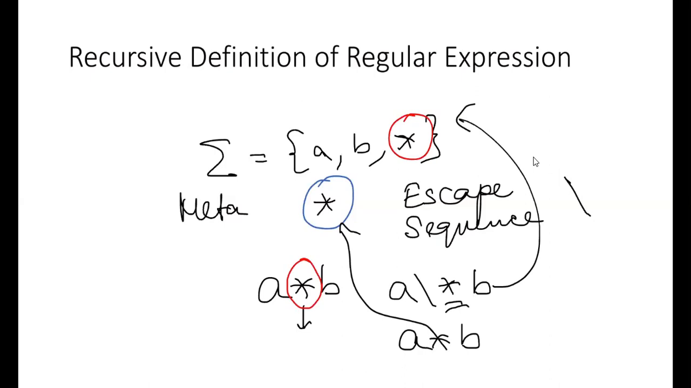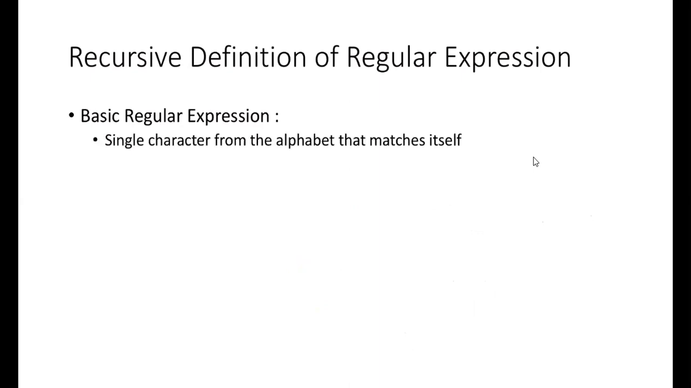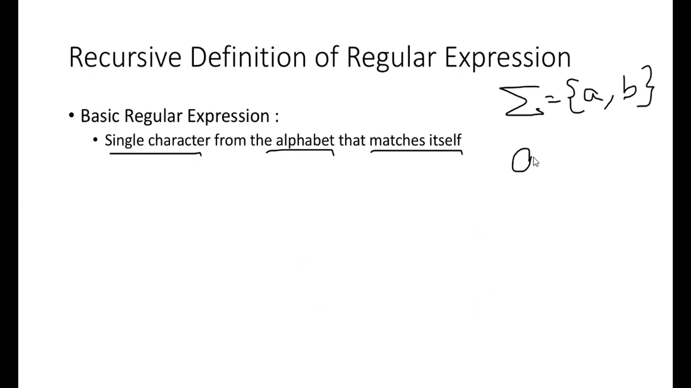Now let us look at the recursive definition of the regular expression. First, we start with a basic definition. The basic definition says that a single character from the alphabet that matches itself is a regular expression. So again, let's say my alphabet is A, B. Then a single character, that is A here, B here, each of these is a regular expression.